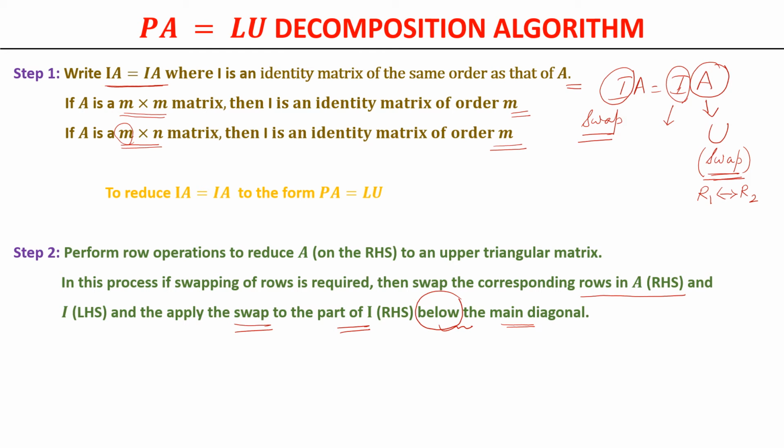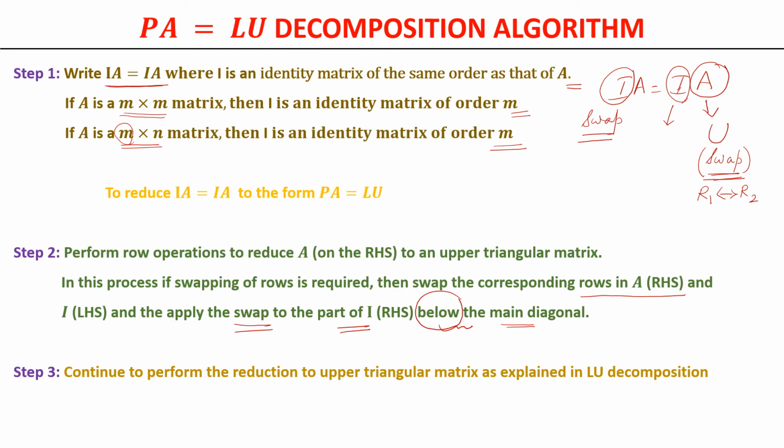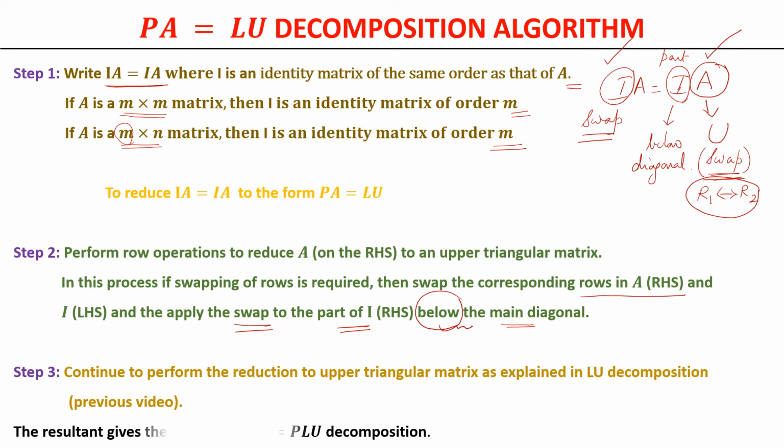The remaining procedure which we followed in LU decomposition in my previous video will continue to be the same. The only change here is that whenever there is a swapping of rows, please note that the swapping has to be done in the right hand side matrix A, the left hand side matrix I, and only that part of the right hand side I which lies below the main diagonal. What we mean by that, we shall see in the example in my next slide. So this will be the procedure.